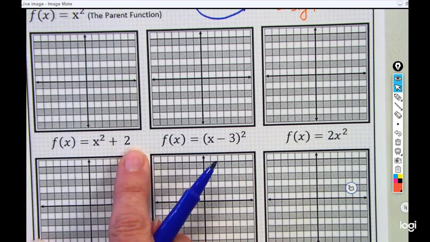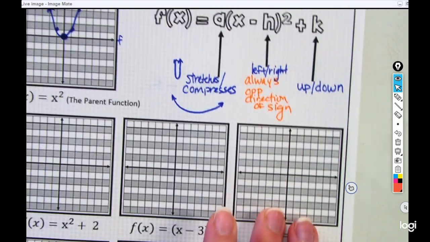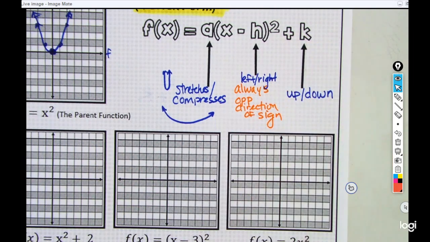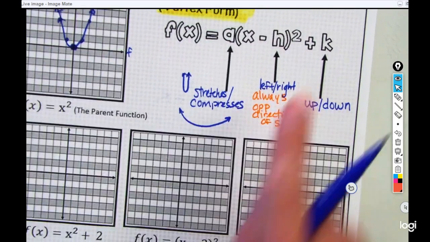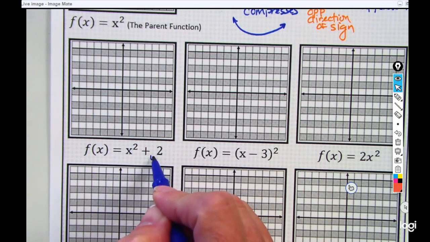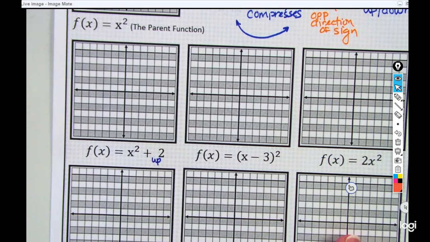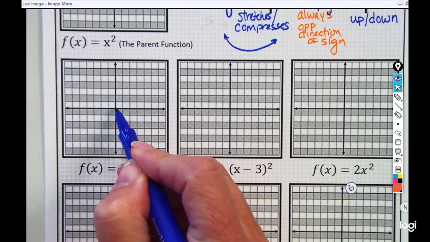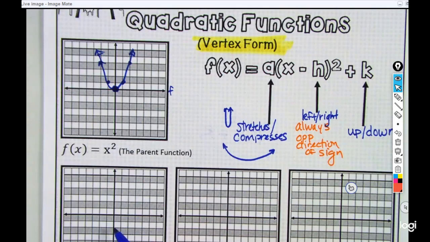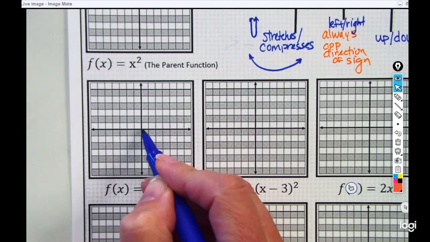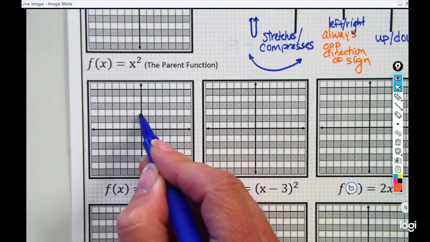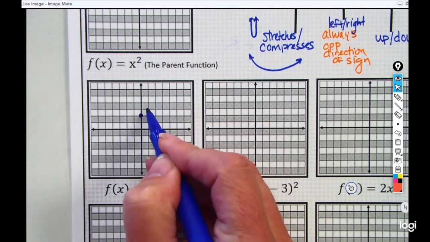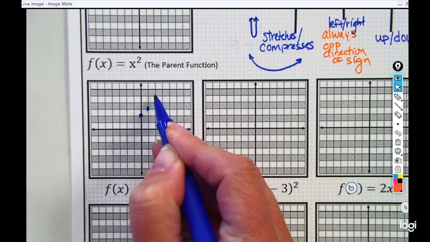It has a +2 on the end of it. What does a plus number on the outside do? It says it moves it up or down. So this +2 moves my parent function up 2. So without doing any math other than counting, instead of right here on the 0, 0, like this guy up here, where am I going to move it? Up 2. 1, 2. And then it's the over 1, up 1, over 2, up 4.